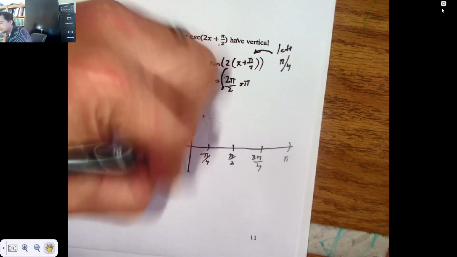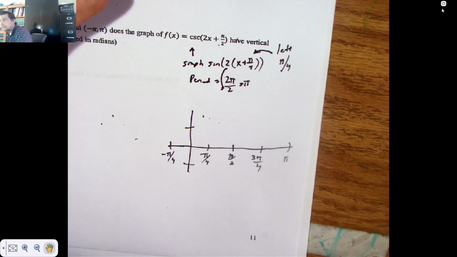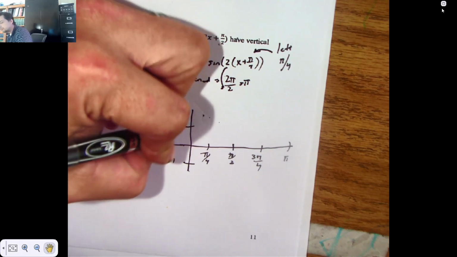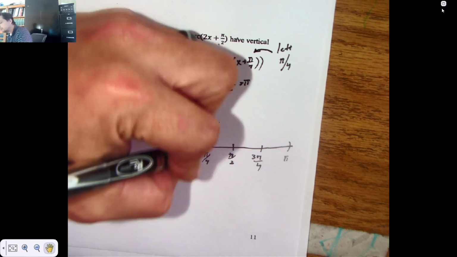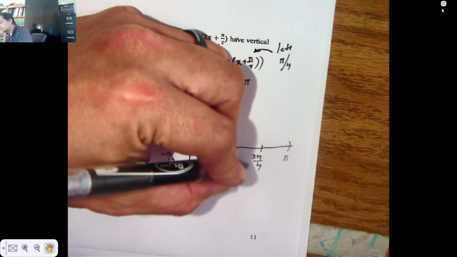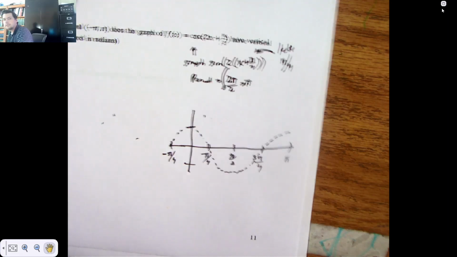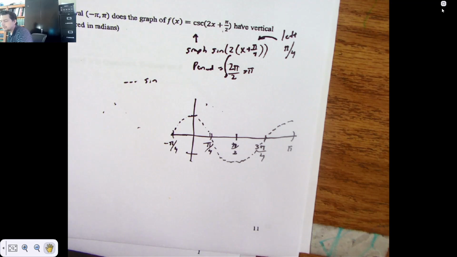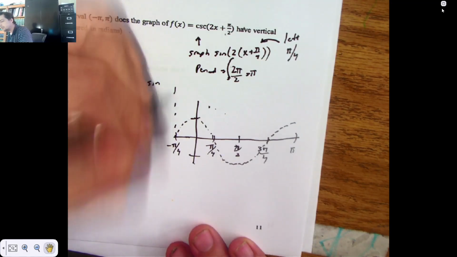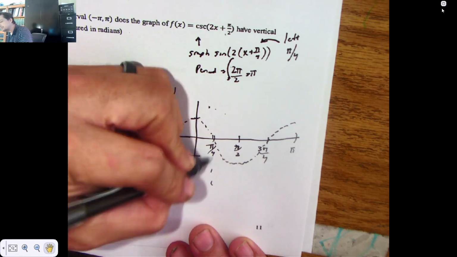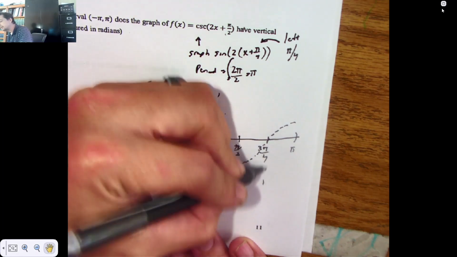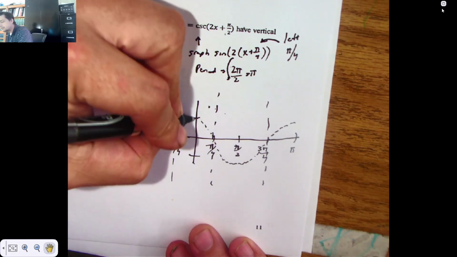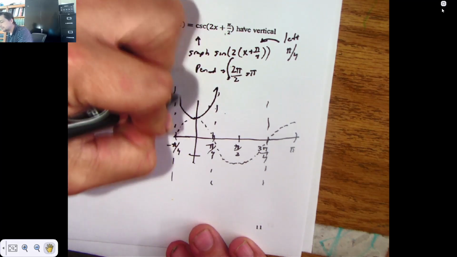Amplitude on sine would be 1. And if I remember right, sine starts low. So that's sine. The dashed is the sine function. Cosecant has asymptotes wherever you cross the x-axis because the reciprocal of 0 is undefined. And the solid would be cosecant.